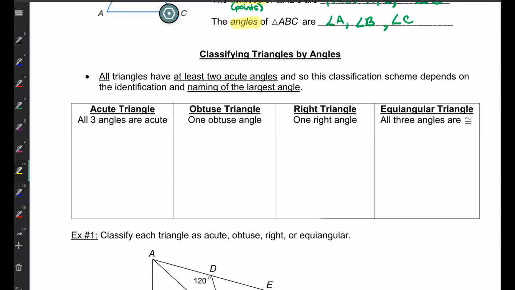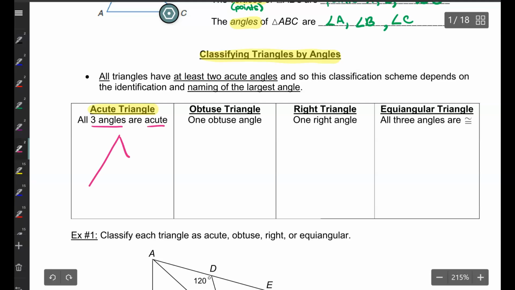Okay, so we're going to classify triangles 2 ways. First, let's take a look at classifying triangles by their angles. So all triangles have at least 2 acute angles, and so the classification scheme depends on the identification and naming of the largest angle. So here we have it broken down. We have 4 different types. First one is acute. This is when all 3 angles are acute.